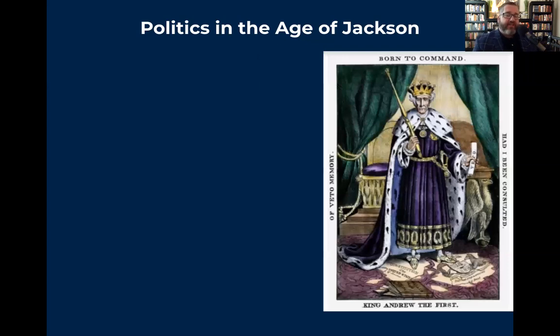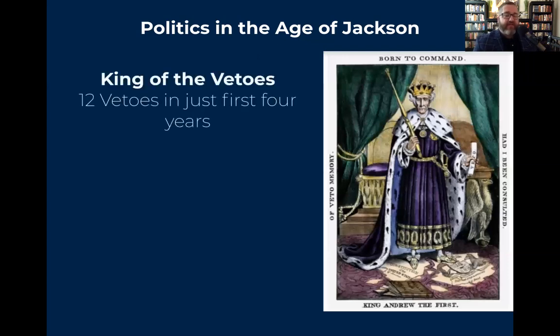So politics in the age of Jackson are nasty. He's going to be the king of the vetoes, just 12 vetoes in his first 4 years of his presidency, getting really the Whig-controlled Congress to censure him, which means to basically shut him up. And that's not going to work. He's going to continue to bypass Congress on many of those initiatives through executive orders and vetoes. He doesn't have a veto-proof majority in the Congress, so anything that he does veto is going to stick.